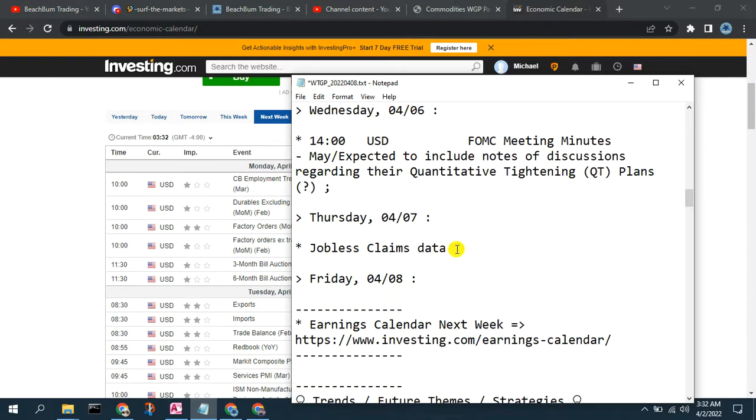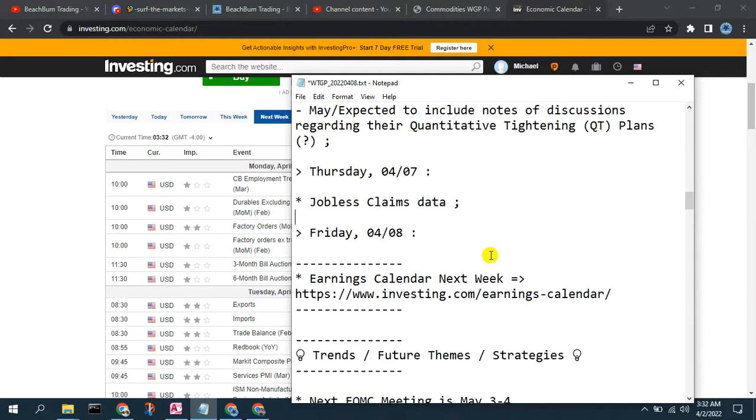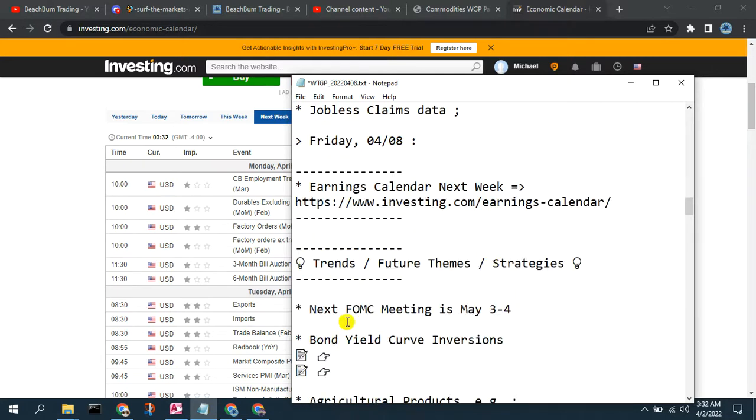Then on Thursday, we get jobless claims data, as is common. And again, this may give us a better picture as to how the economy is doing, which will then feed into the FOMC's next decision, which is not until May. So the next FOMC meeting is May 3rd and 4th. There is no April meeting.